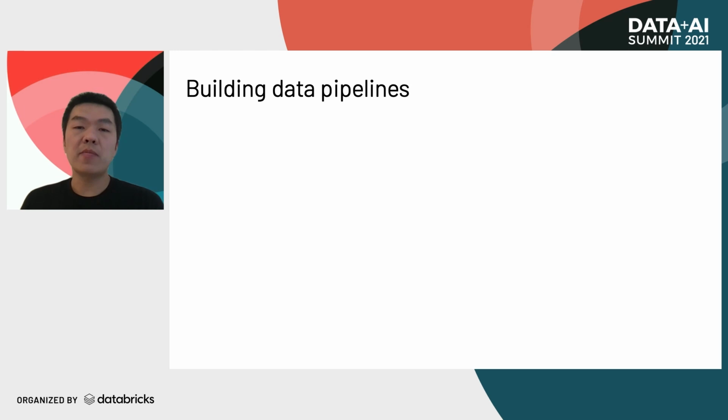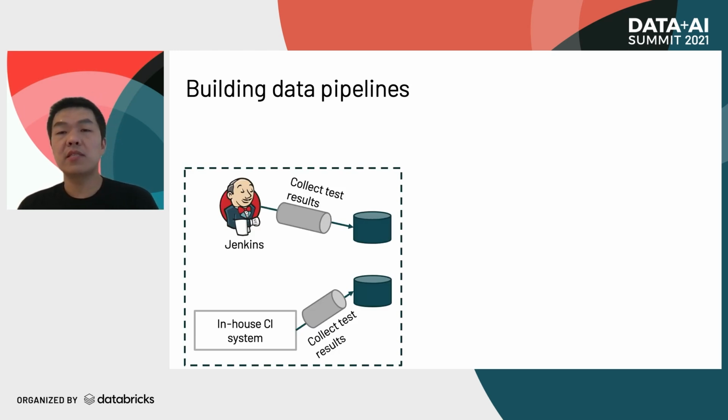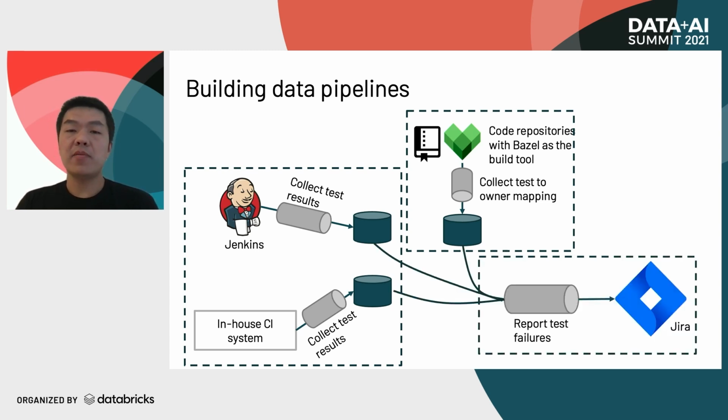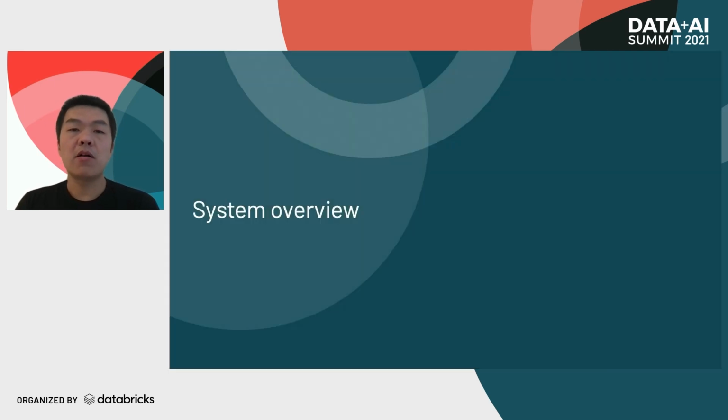The first data pipeline is used to collect test results from CI systems. The second data pipeline is used to establish the test to owner mapping. For both pipelines, we need to persist the data in a form that we can later use to generate failure reports. The last data pipeline uses the persisted data from the previous 2 pipelines and directs failures to Jira as the destination. Now, as it's clear what we need to do, let's see how we get everything implemented.